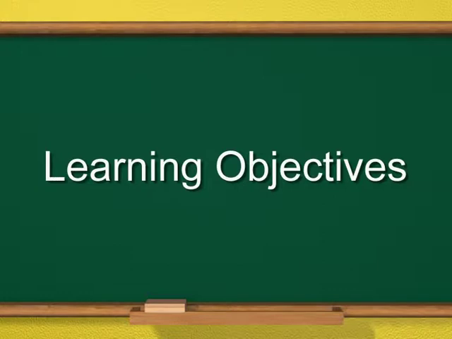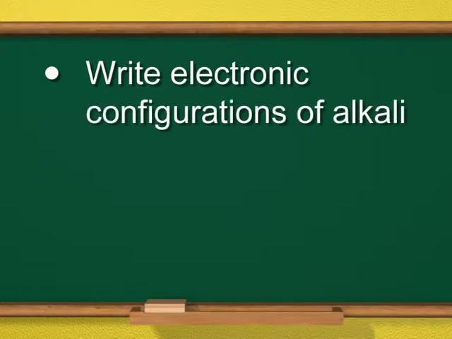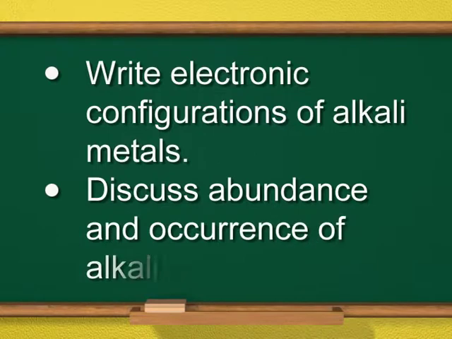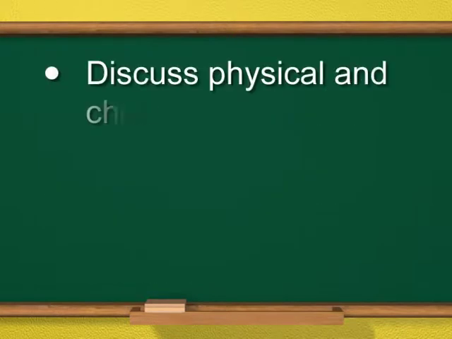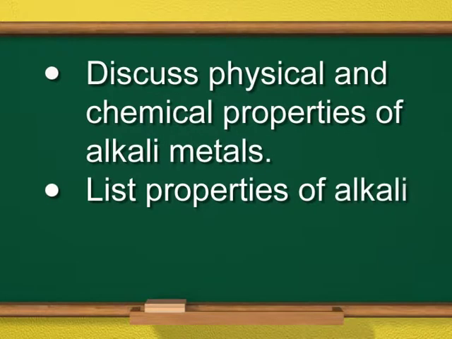Upon completion of this topic, learners will be able to write electronic configurations of alkali metals, discuss abundance and occurrence of alkali metals, discuss physical and chemical properties of alkali metals, list properties of alkali metals.